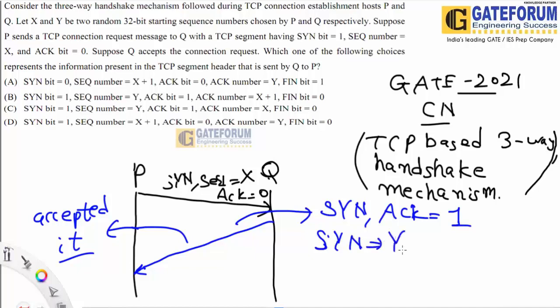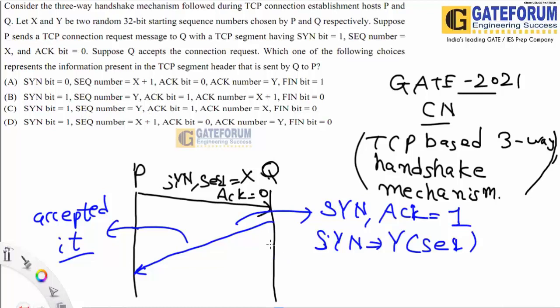it would be sending a Y because we are told that X and Y are two random 32-bit sequence numbers selected by P and Q. As P is using X for its sequence number for SYN, Q will send the sequence number as Y. Okay, so SYN bit is 1, that's the first and foremost rule. Acknowledgement bit is 1, that's the second rule, and the sequence number is Y.